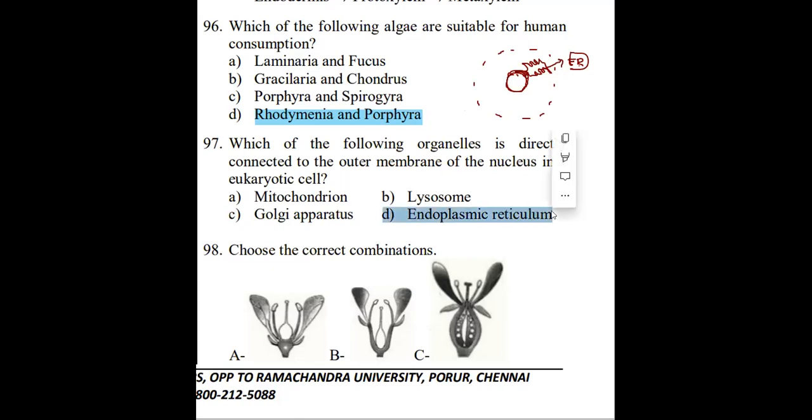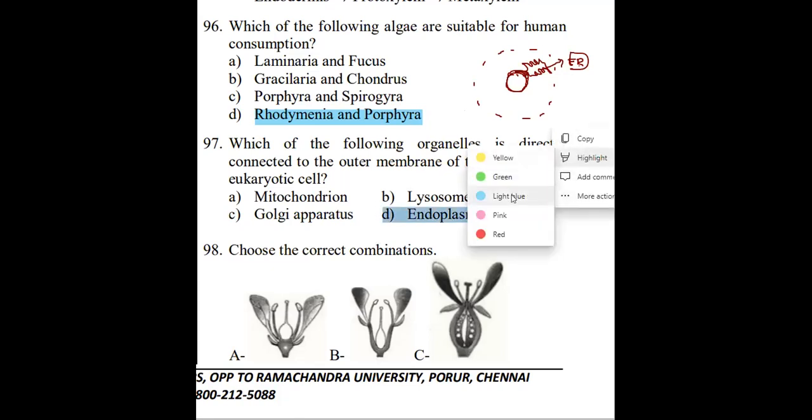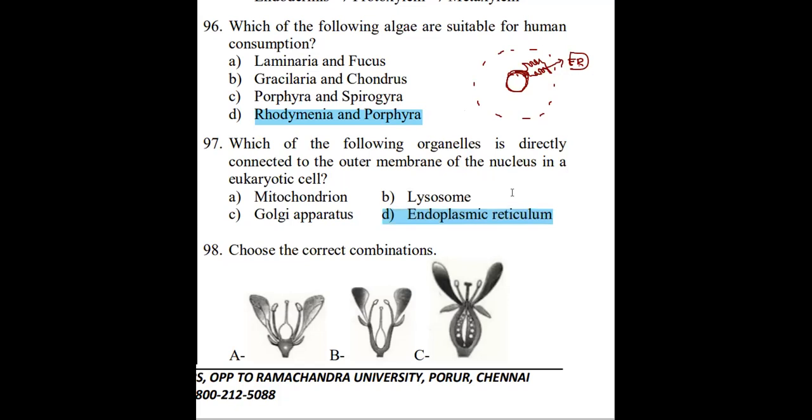Okay, yes. The next question: they have given the diagrams of 3 flowers and we have to find out which flower it's going to be. Choose the correct combination. First, this is going to be the thalamus, and this is going to be the gynoecium. Gynoecium is the female reproductive part. The tip portion is called stigma, this slender portion is called style, and this is going to be the ovary, right? And then this is going to be the androecium, which is the male reproductive part. And these are going to be petals.